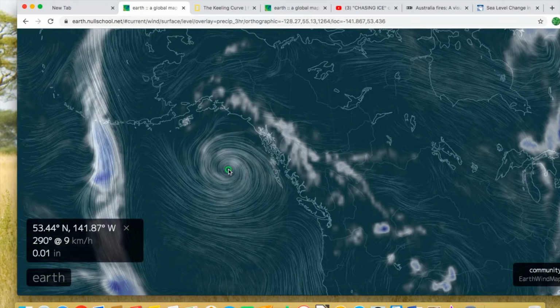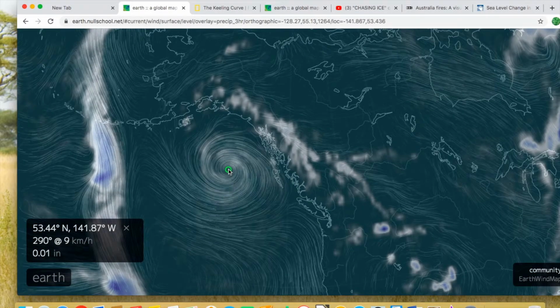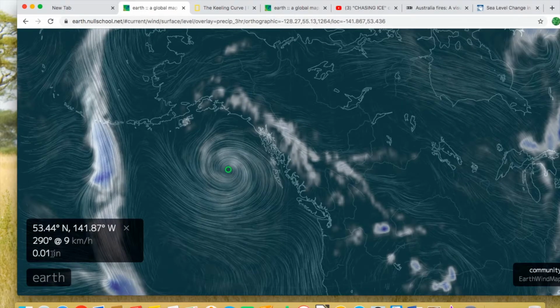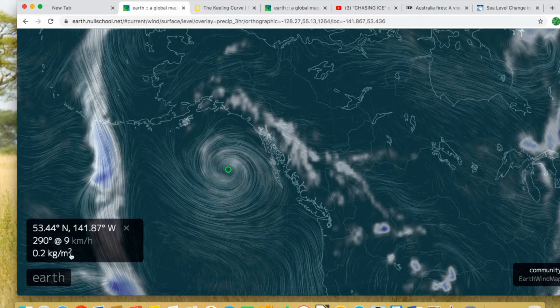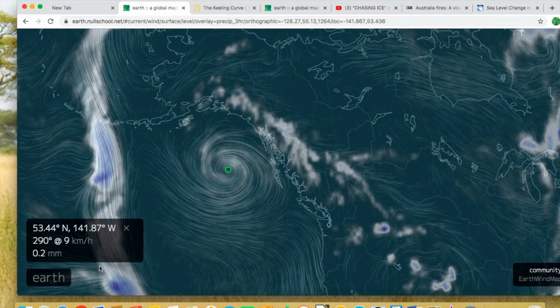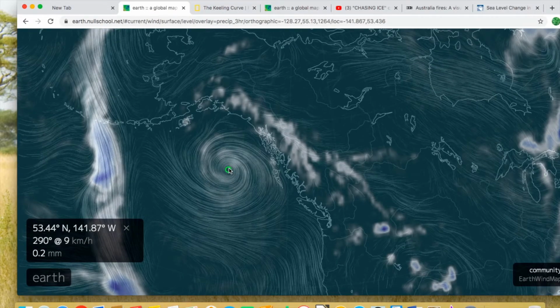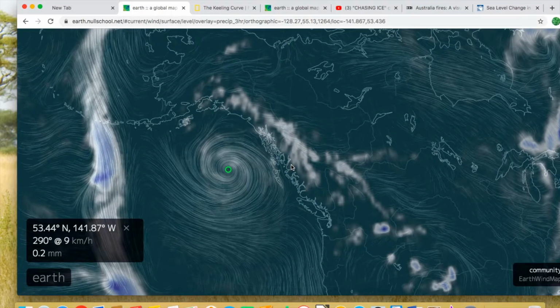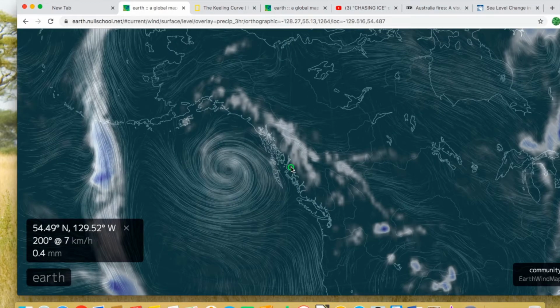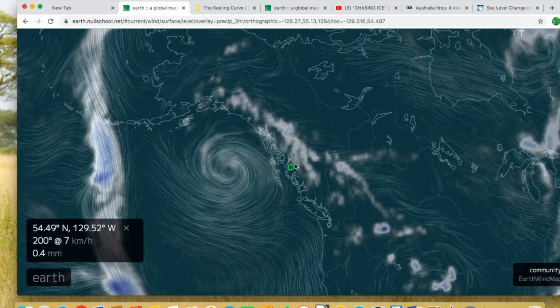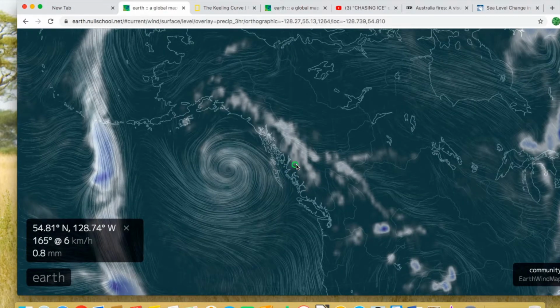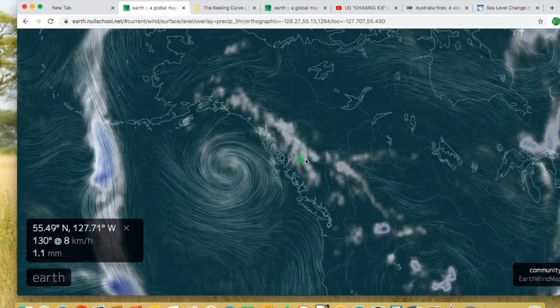Where's the rain falling? Remember, this was very humid right here, but only, let's go back to metric. Only 0.2 millimeters of rain is falling here in the next 3 hours, versus here, which had the lower humidity but is right next to the BC coast mountains. 0.4 millimeters of rain is expected to fall there. Going further inland, 0.8 millimeters, 1.1.